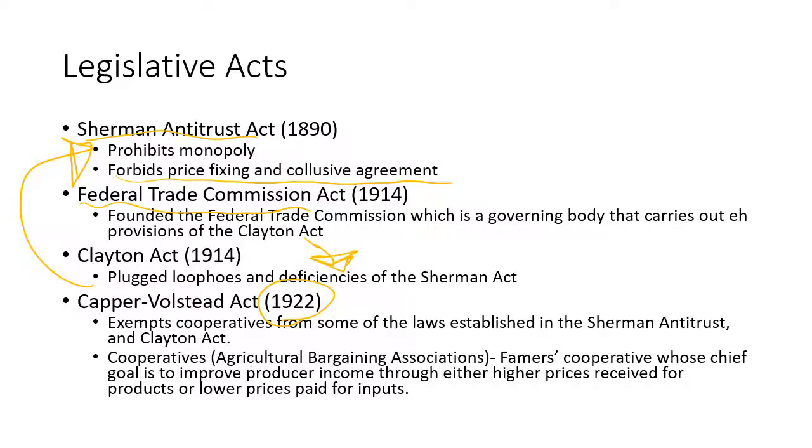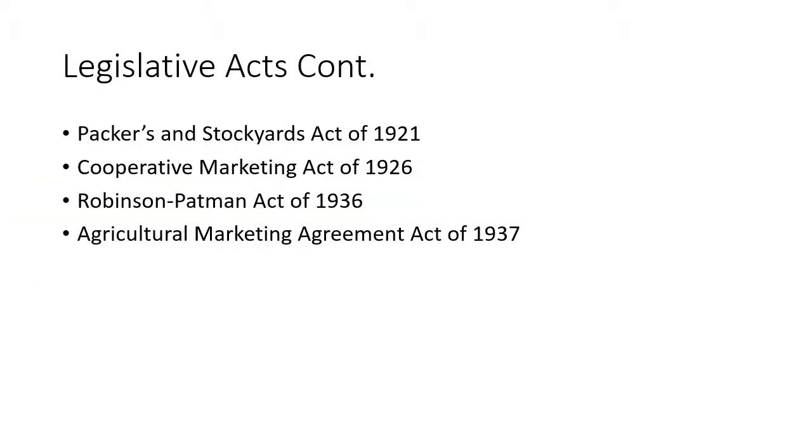Later, in 1922, the Capper-Volstead Act established cooperatives, which are kind of farmers' bargaining associations whose goal is to improve the producer income through either higher prices received for their products or lower prices paid for inputs. So that's kind of an overview of some of those acts. There are some more legislative acts that your textbook talks about on page 168, and you can use your text to read about some of those.